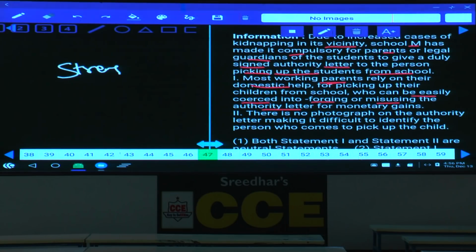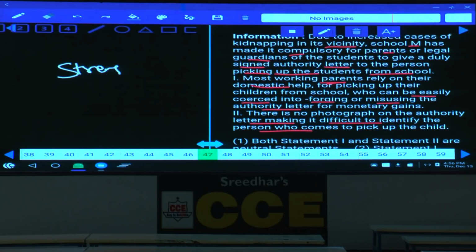Then what is the second one here? There is no photograph on the authority letter. Without a photograph on the authority letter, it is difficult to identify the person who comes to pick up the child. Again, the school administration asks for a letter. Though the letter is given, will it serve any purpose? On the letter, the photograph of the person who is picking up the child is not there, isn't it? As the photograph is not there, what happens here?